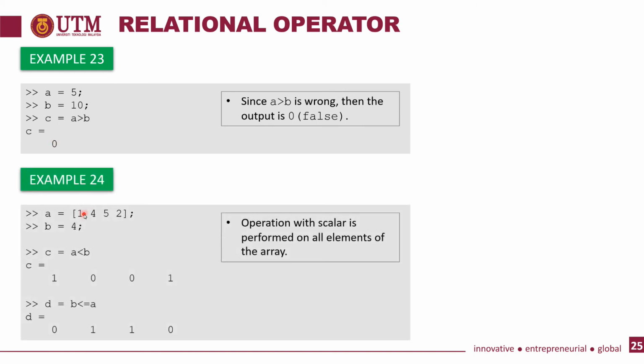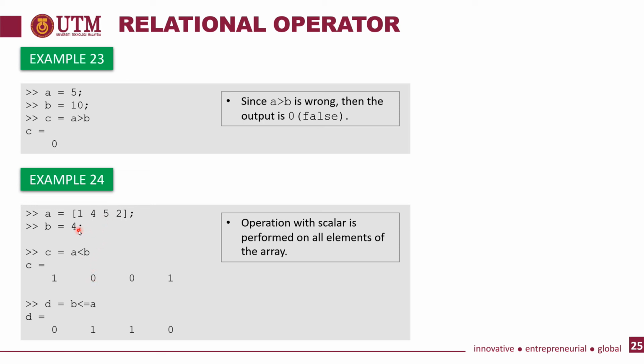Next we'll take a look at example 24. Example 24 is a matrix which contains numbers. A is a variable which contains a matrix with different numbers, and B is a single small number. We want to compare A and B. C is a comparison of A less than B. Is 1 less than 4? Yes, it is correct, so it will return 1. Next, is 4 less than 4? No, it is not correct, therefore it will return 0.